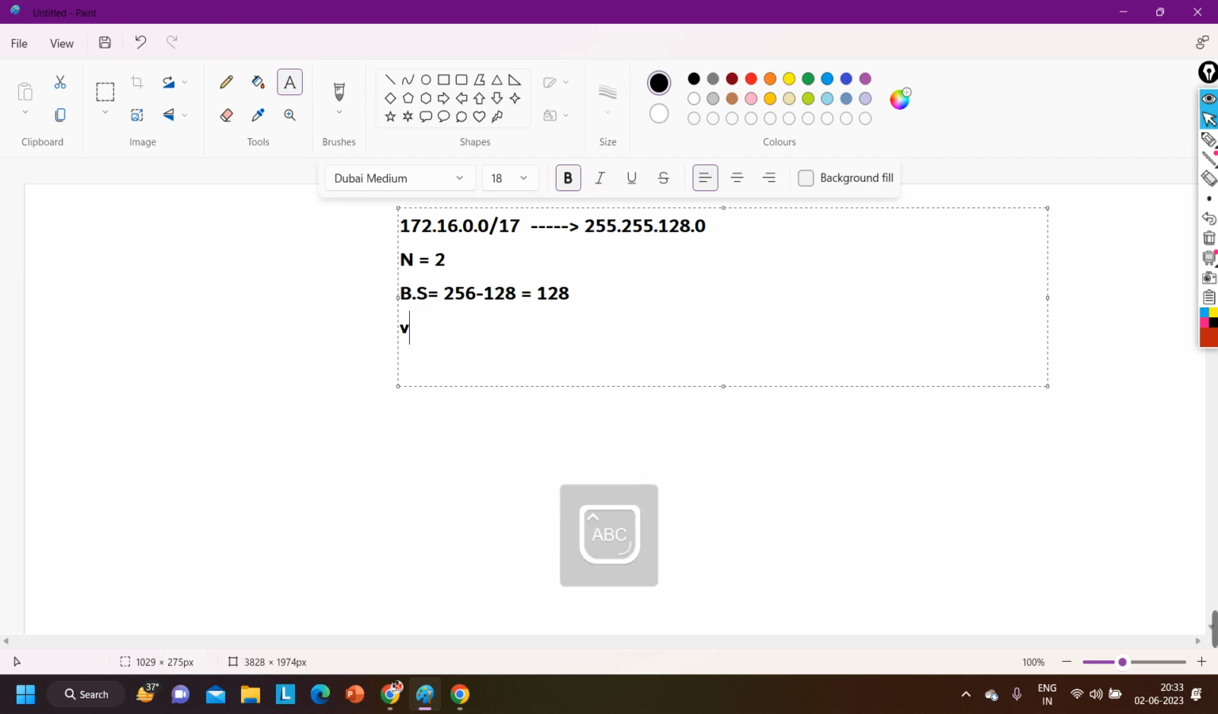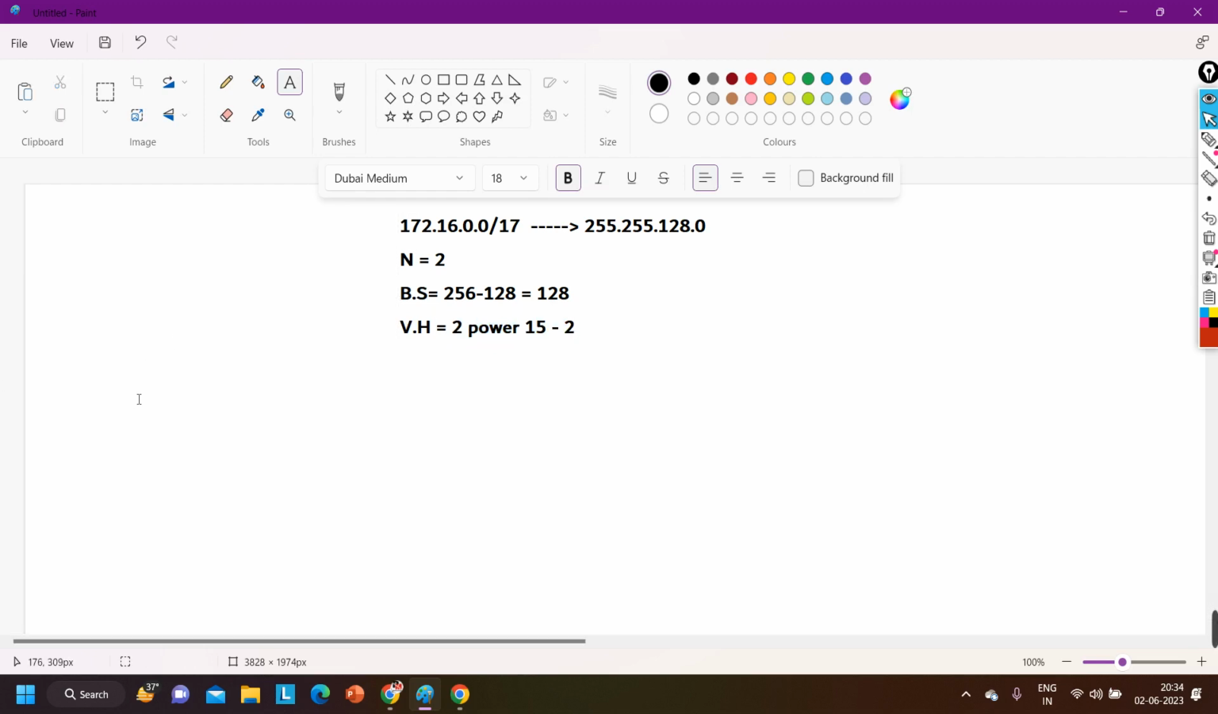After that, valid hosts. Valid hosts will be what? 2 to the power 15 minus 2. Very large. Yes or no? Yes. So whenever we need a large amount of IP addresses, then only we will use IP addresses from class B or class A. See, I am getting a very large number of IP addresses, 2 to the power 15 minus 2.